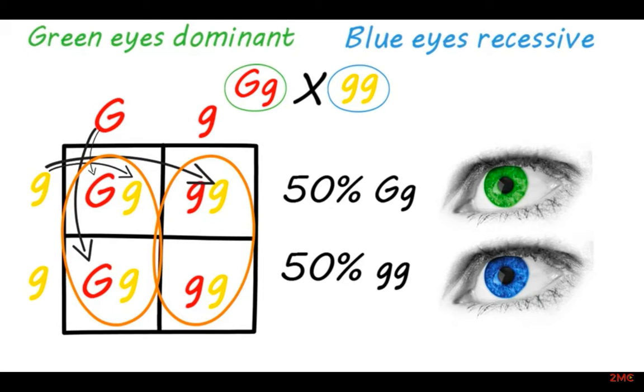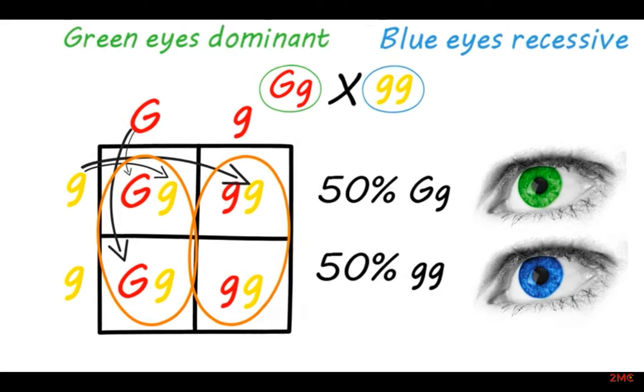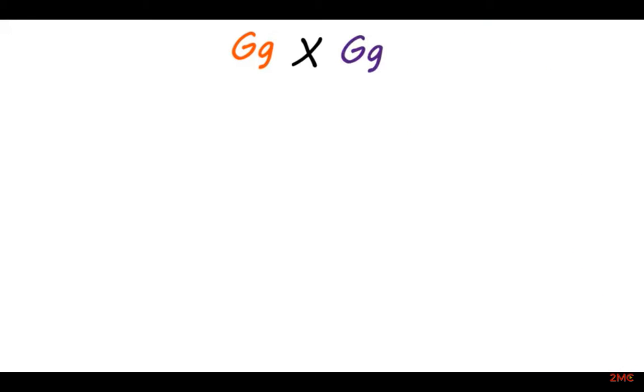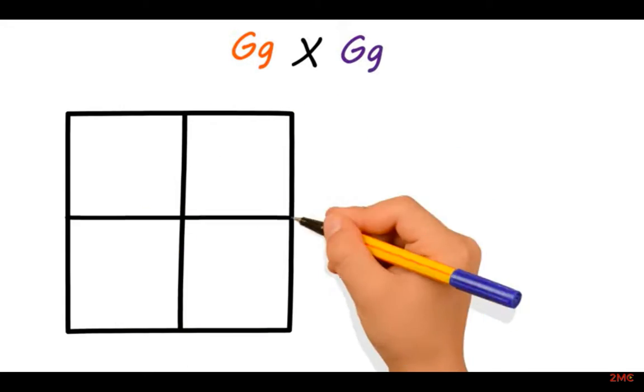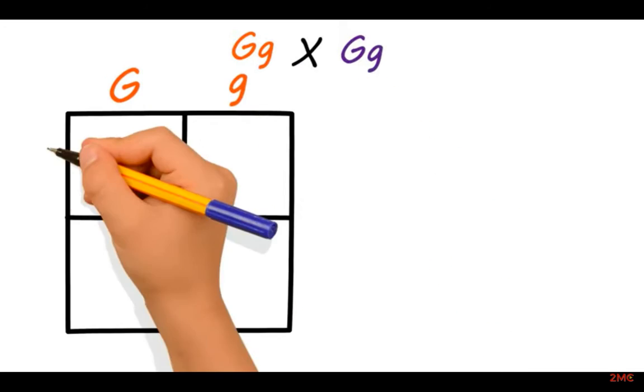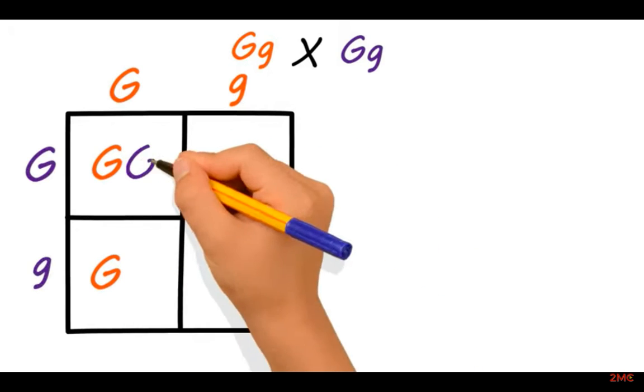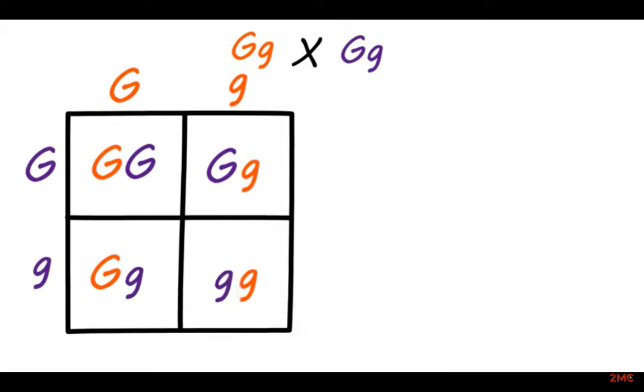We'll cross 2 genotypes that are heterozygous for eye color in this example. So big G, little g crossed with big G, little g. These colors are just for illustration purposes. So we again will draw our Punnett square and put one genotype on top and the other down the side, and then carry the letters through to their respective quadrants and analyze the results.